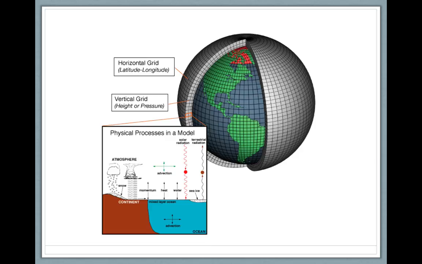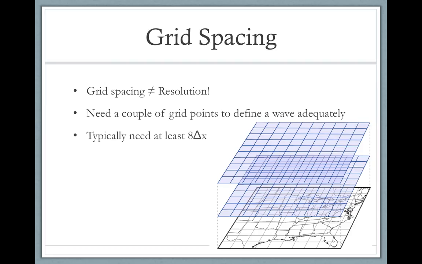So we've got all of these processes going on. We've got all of these grid cells where we have to account for all of the information to describe the atmosphere completely. But what can we actually forecast? What can we actually predict with any sort of accuracy? And so this goes back to our understanding of grid spacing.